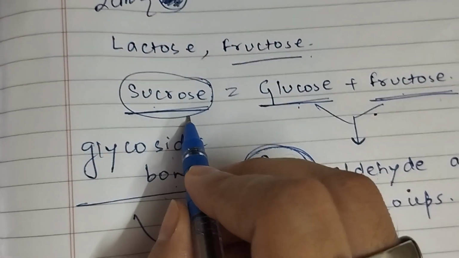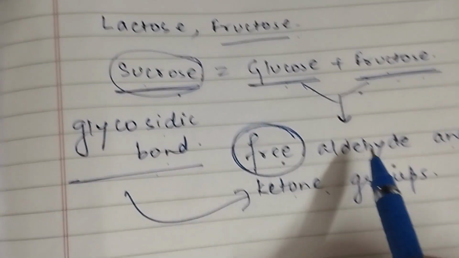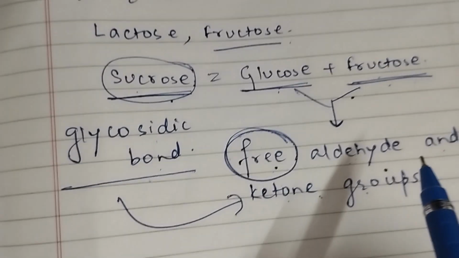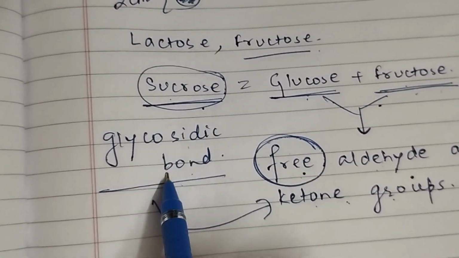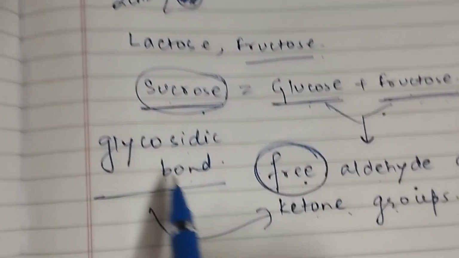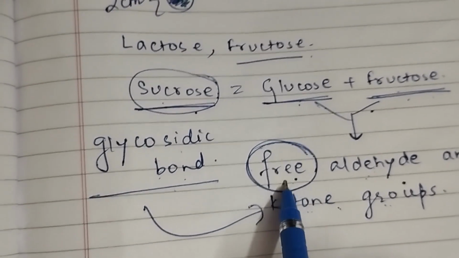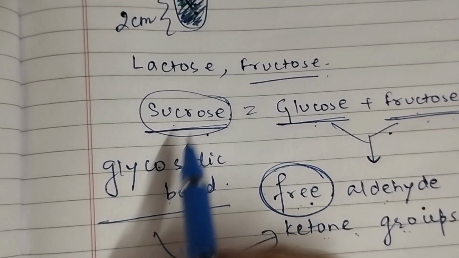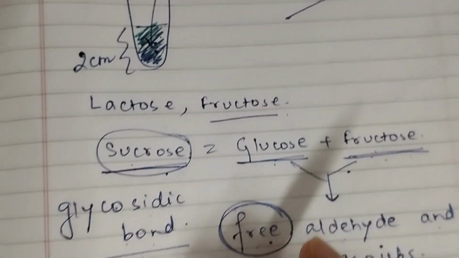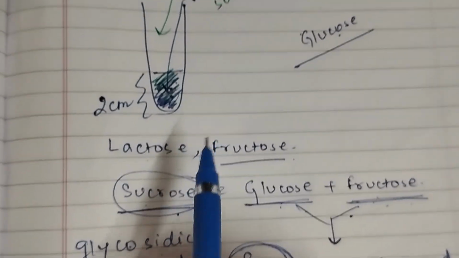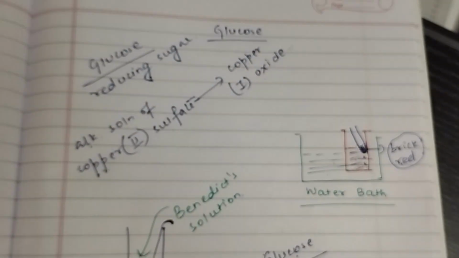So sucrose cannot act as a reducing sugar, whereas glucose and fructose can act as reducing sugars because they have free aldehyde and ketone groups. But in sucrose, because of the glycosidic bond, it engages the aldehyde and ketone groups, so they are not free, and they cannot act as a reducing sugar. So sucrose is not a reducing sugar, and glucose and fructose are reducing sugars, along with lactose also. So this was the full testing for glucose in the food testing.